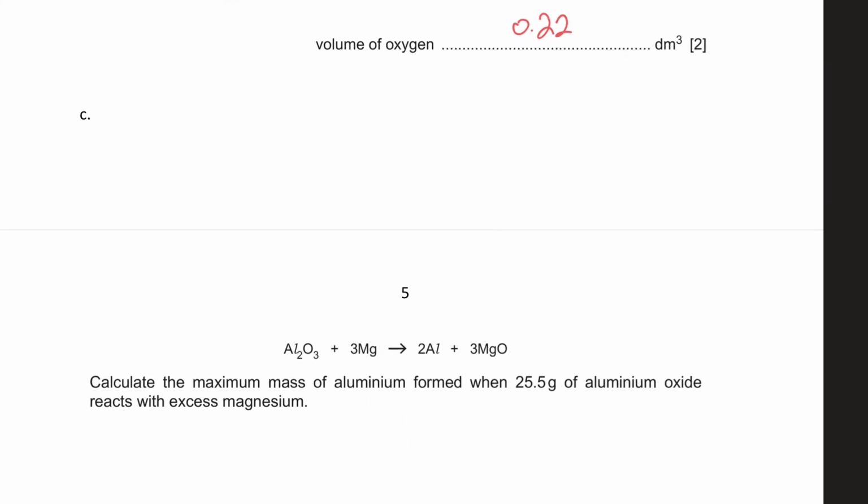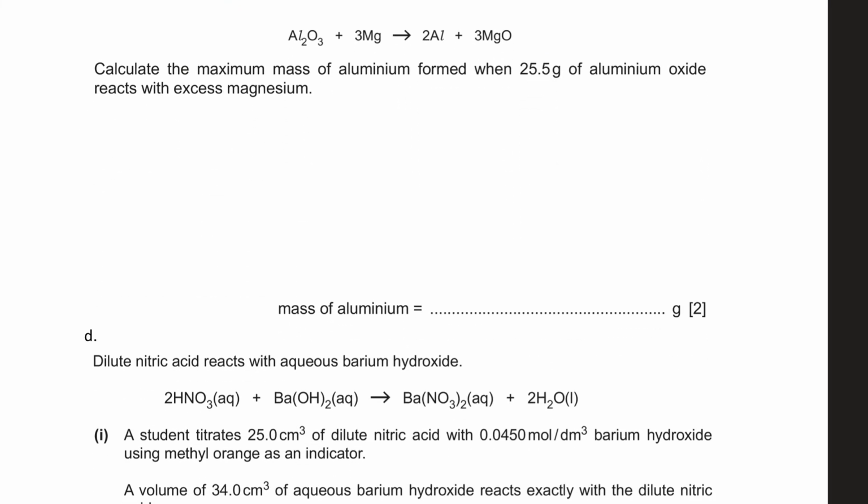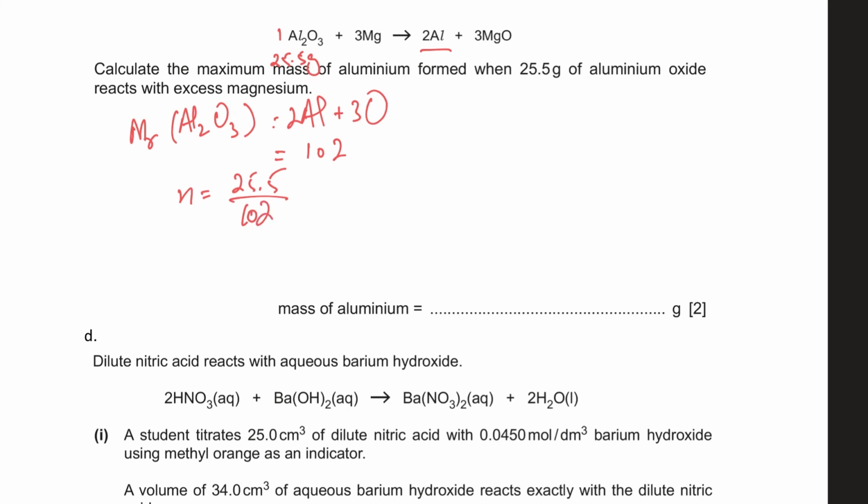Moving on. The question says calculate the maximum mass of aluminium formed when 25.5 grams of this reacts with excess magnesium. So magnesium is in excess, I don't need to worry about it. I will still need the moles of aluminium oxide, because from there I get the moles of aluminium. So for that I need the Mr of aluminium oxide. Mr of aluminium oxide is 2 aluminium plus 3 oxygen, which comes out to be 102. Now my moles of aluminium oxide is 25.5 divided by 102, because that's how I figure out the number of moles, and this is going to be 0.25.